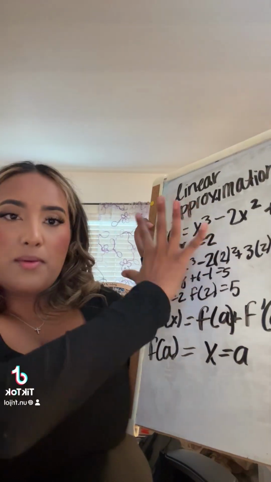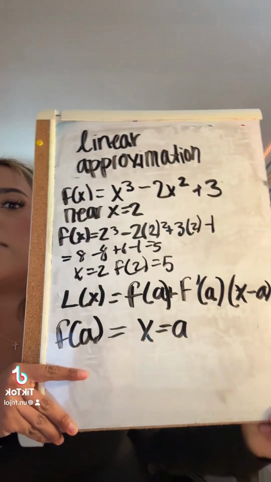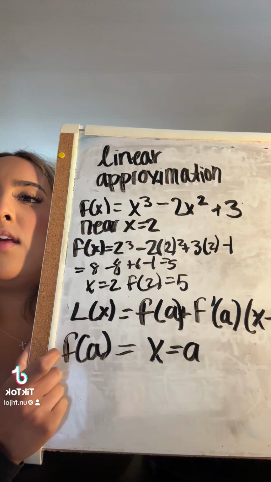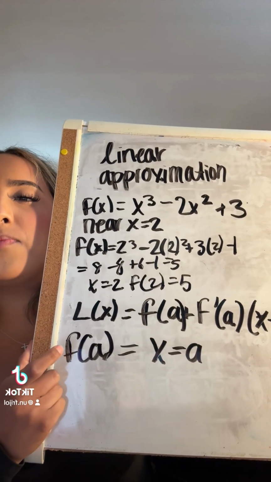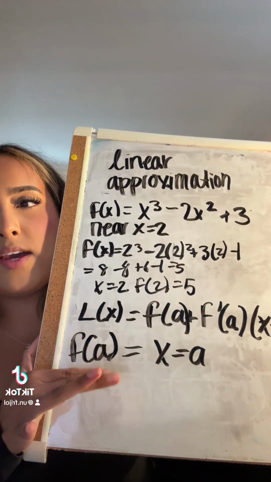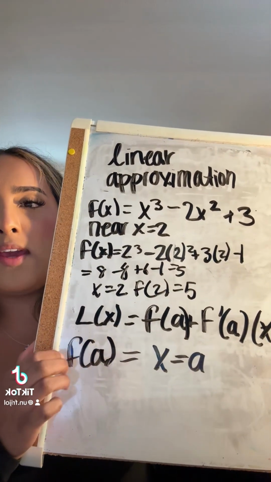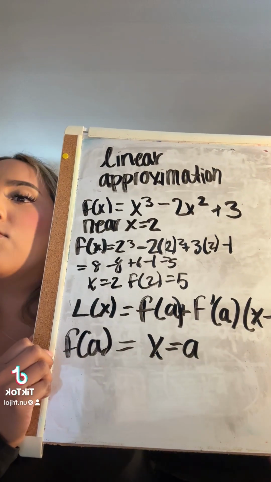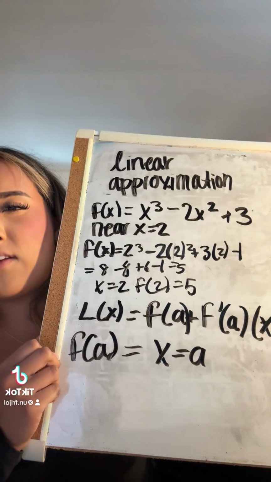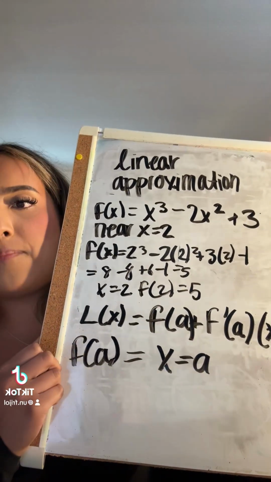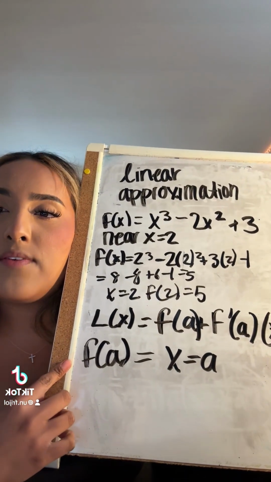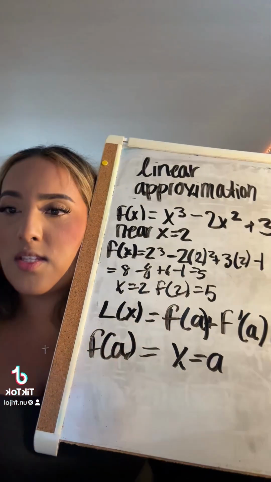a linear approximation formula, which is L of x equals f of a plus f derivative of a times x minus a, where f of a is the function value at x equals a and f derivative of a is the derivative evaluated at x equals a. So the formula of the linear approximation is L of x equals f of a plus f prime of a times x minus a.